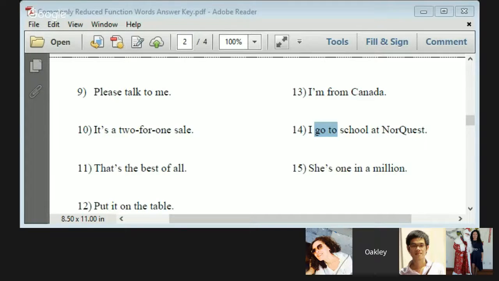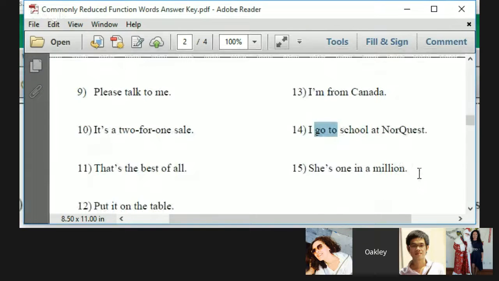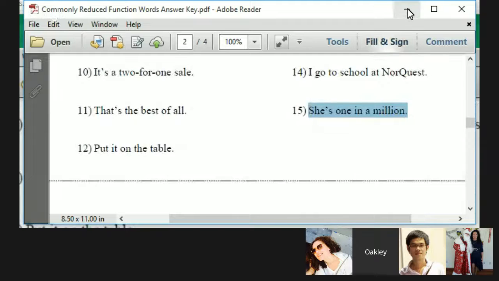Okay. Last one here. Albina, number 15. She's one in a million. She's one in a million. One in a million. One in a million. One in a million. Okay.